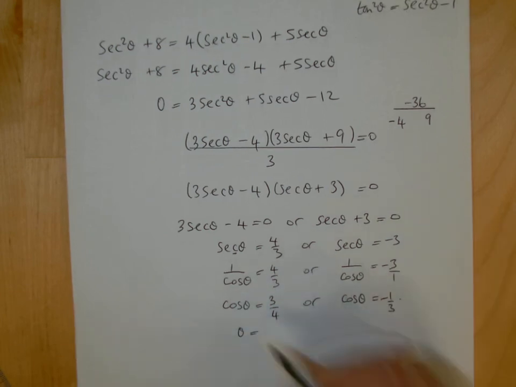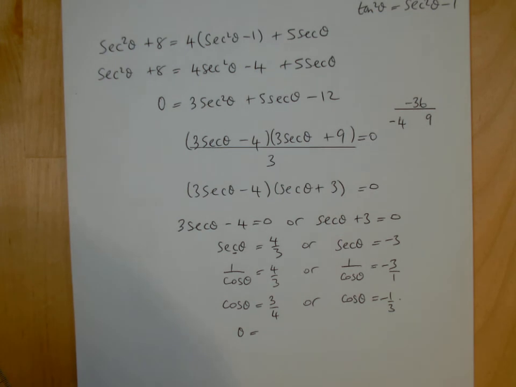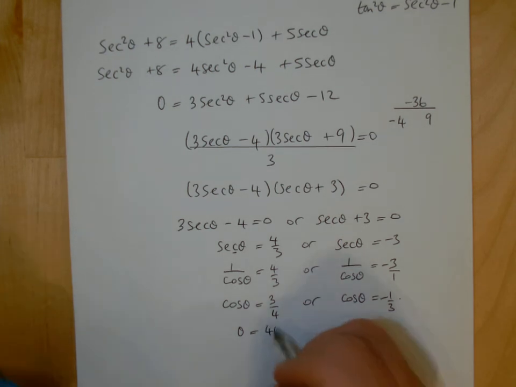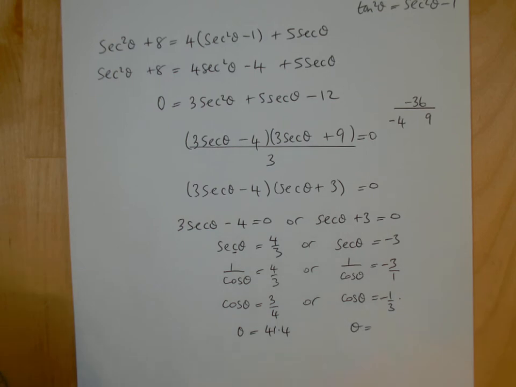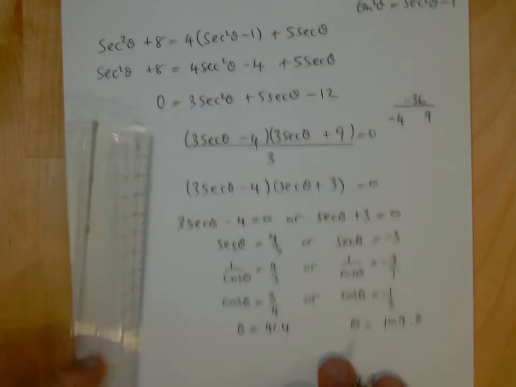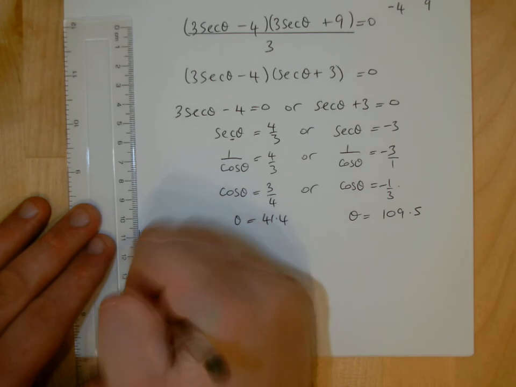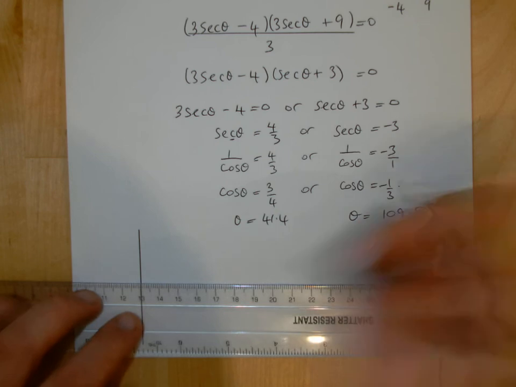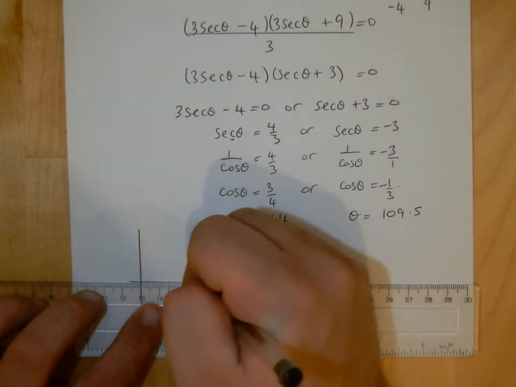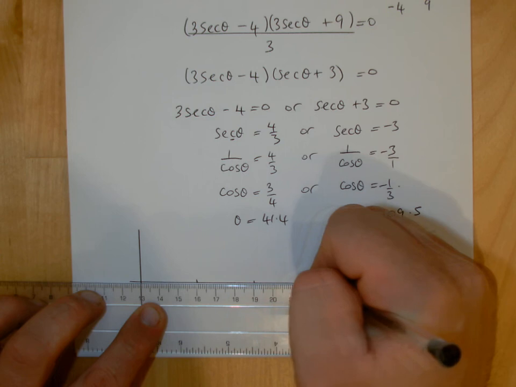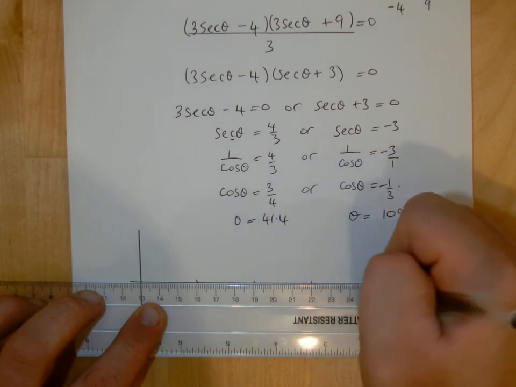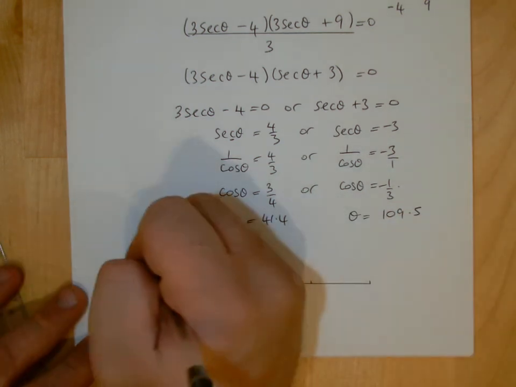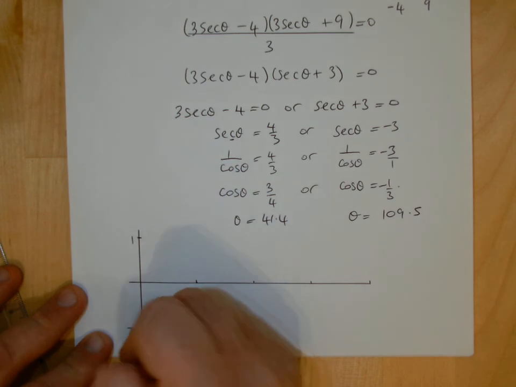So then theta will equal, I get my calculator, 41.4, and the same here, I get 109.5. So we're going to draw our cos graph. In this case, we just need to go to 360. So maybe every 3 to represent 90. So cos has upper limits of 1 and minus 1.